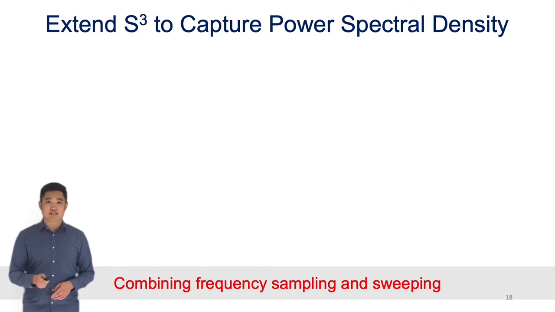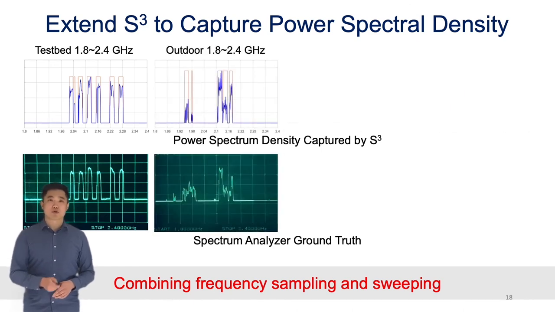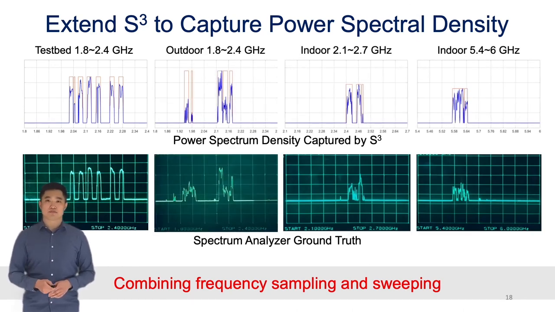Using this extended S-cube prototype, we captured the power spectral densities created by our testbed. We also measured ambient transmissions, both outdoors and indoors. We use a spectrum analyzer to collect the ground truth. As you can see, the power spectral density captured by S-cube closely matched the ground truth from the spectrum analyzer.